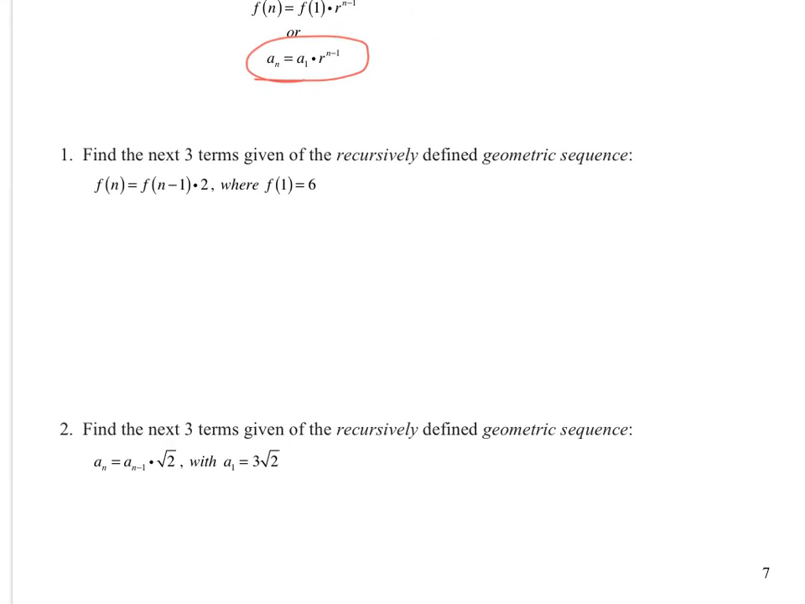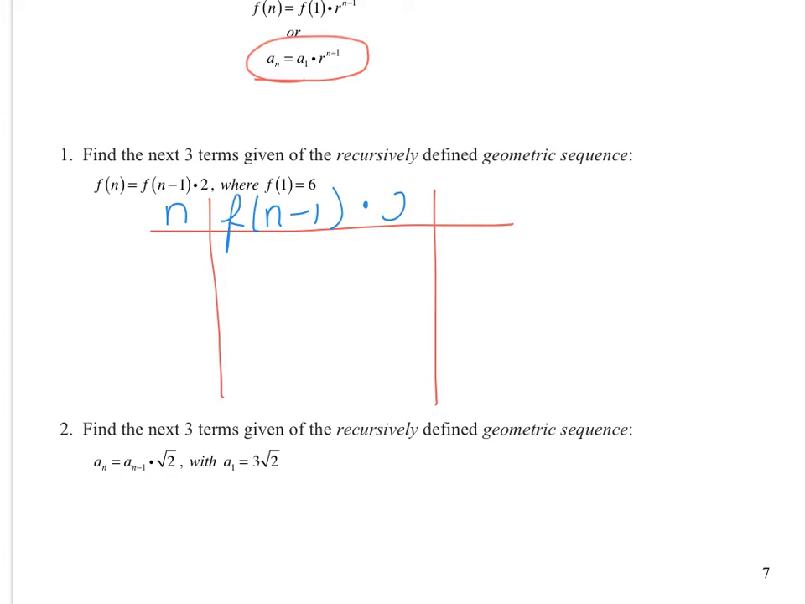Find the next three terms of the recursively defined geometric sequence. Geometric tells me I'm multiplying. I'm actually multiplying by some number, and it looks to me like I'm multiplying by 2. So I'm going to set up my chart. Here is my n. Here is f of n minus 1 times 2. And here's my answer. Because it's f of n minus 1, it's a recursive sequence. My first term, they gave me the answer, is 6.